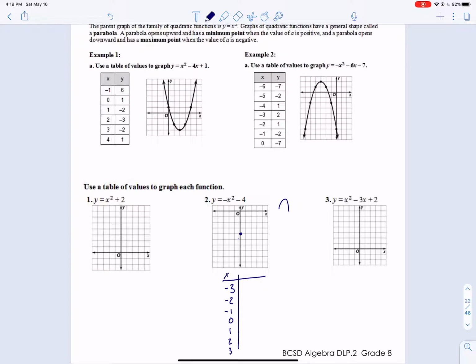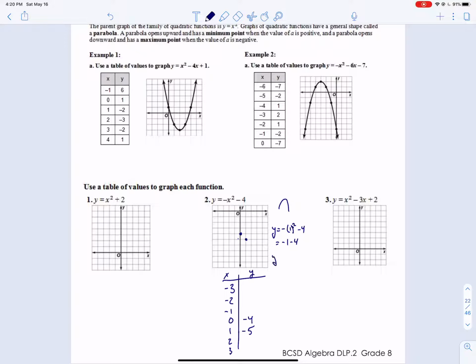So 0, comma, negative 4. We know that, right? Because that's our y-intercept. Or we could just test it. We put a 0 there for x, and we get y equals negative 4. Let's do the positives first, maybe. So substituting in, we get y equals negative 1 squared, minus 4. Got to be careful with our negative sign here. So it equals negative 1 minus 4, which is negative 5. So that's 1 comma negative 5 right there.